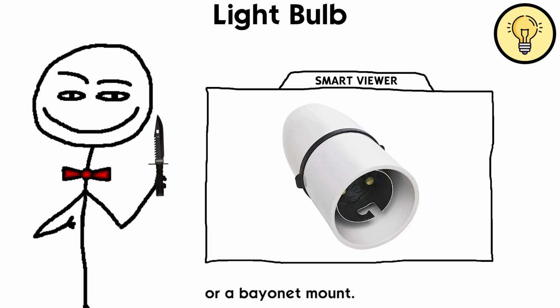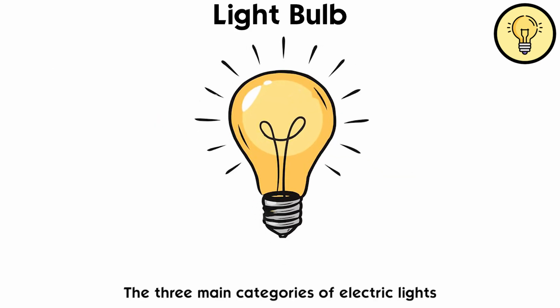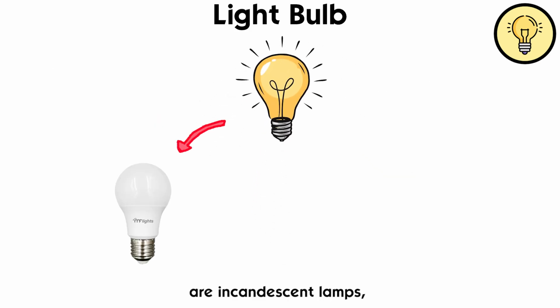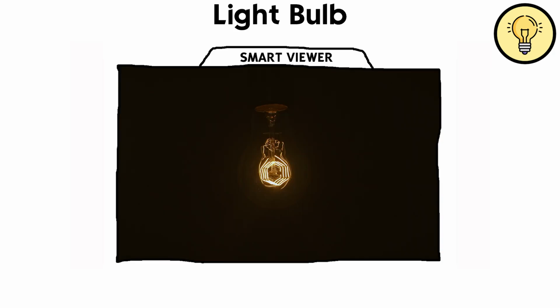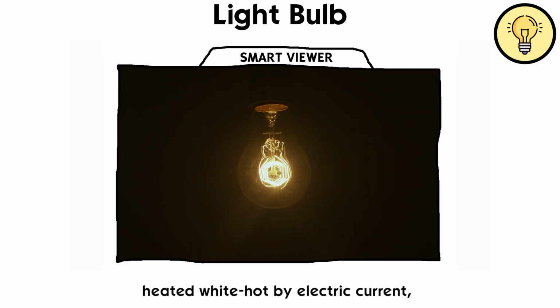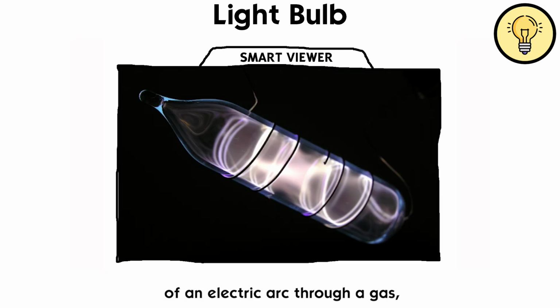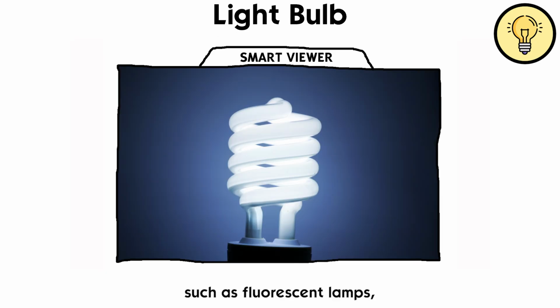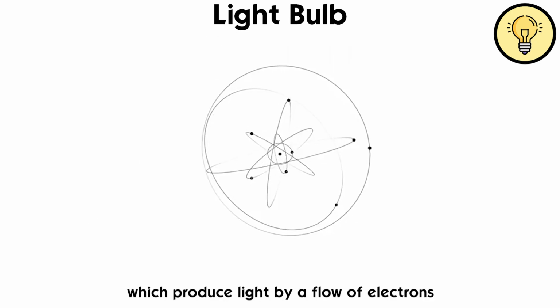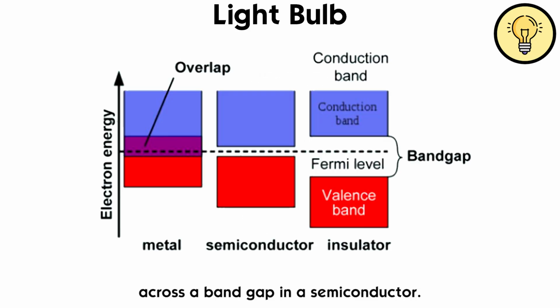or a bayonet mount. The 3 main categories of electric lights are incandescent lamps, which produce light by a filament heated white hot by electric current, gas discharge lamps, which produce light by means of an electric arc through a gas, such as fluorescent lamps, and LED lamps, which produce light by a flow of electrons across a band gap in a semiconductor.